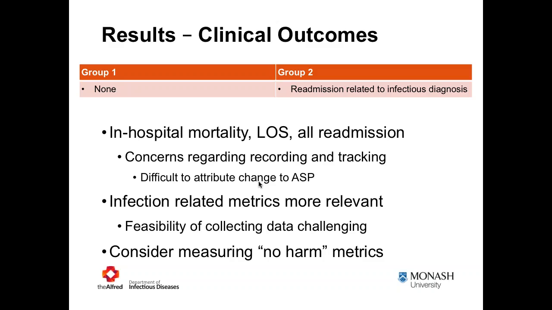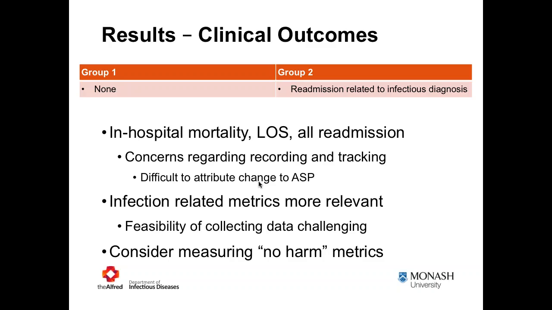They made the point that things such as in-hospital mortality, length of stay, or readmissions, again, there were concerns that we talked about, such as confounding, but also concerns regarding how well this was reported and tracked, and also how difficult it would be to attribute it to the Antimicrobial Stewardship Program. They thought that the infection-related metrics were more relevant, so mortality, risk of emergence of resistant organisms, readmission due to an infectious diseases diagnosis. However, there were challenges with collecting that data and trying to actually statistically collect it, and that's something as well that we're finding challenging here in Australia.